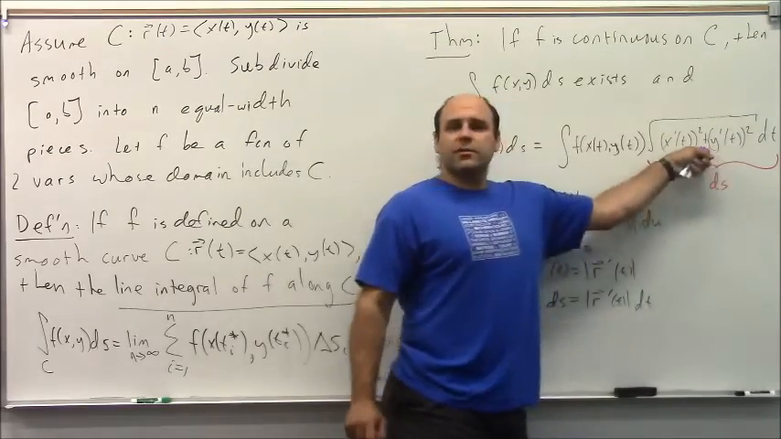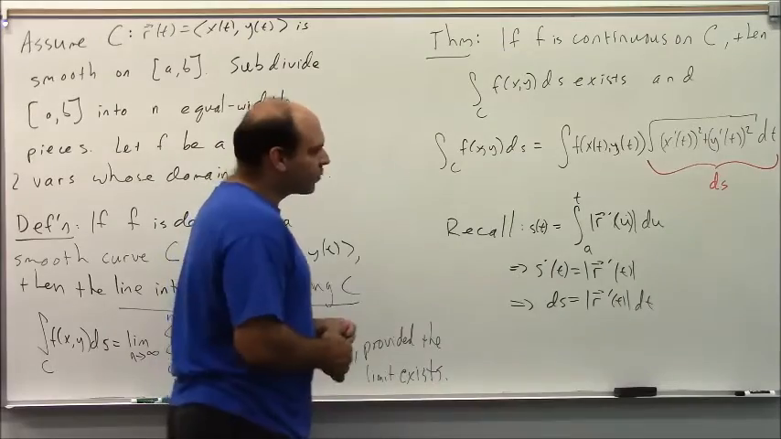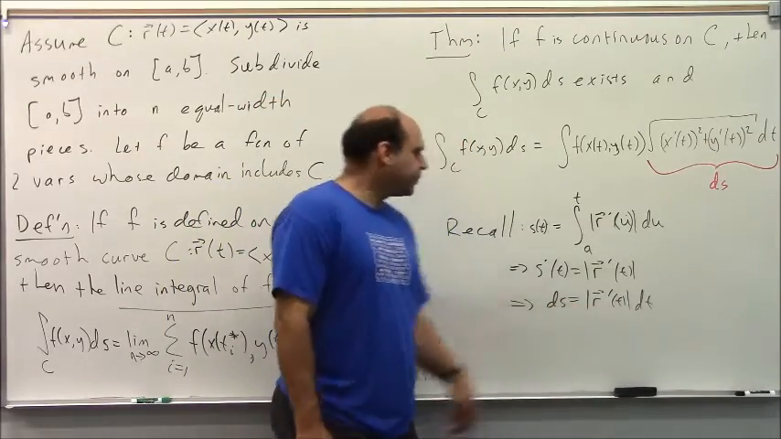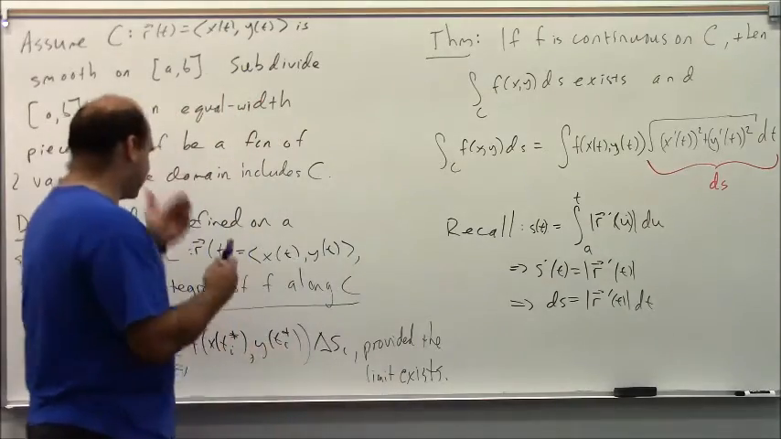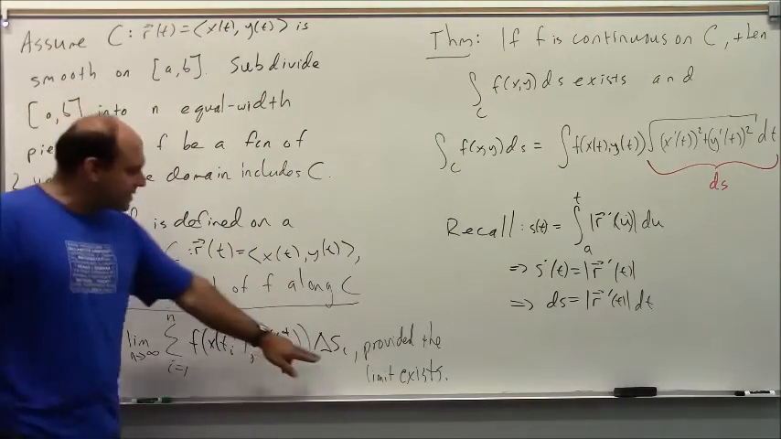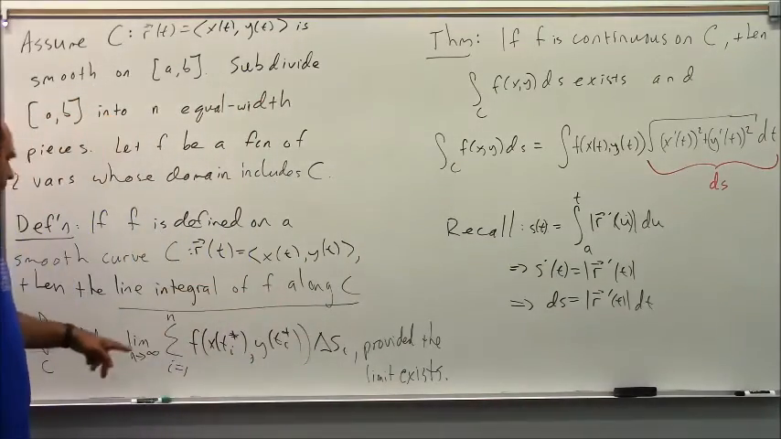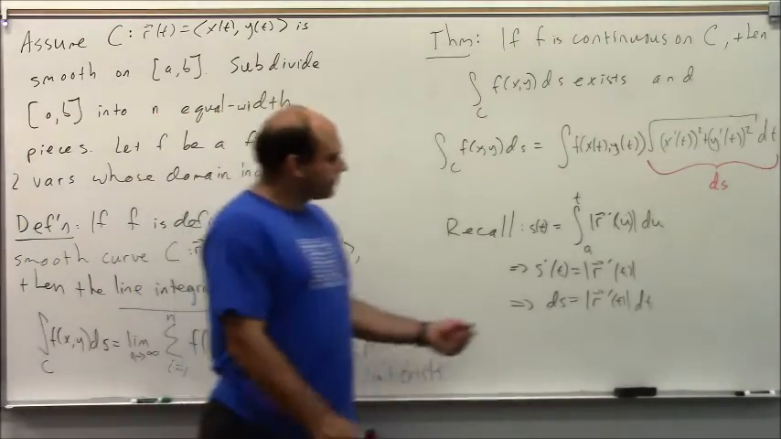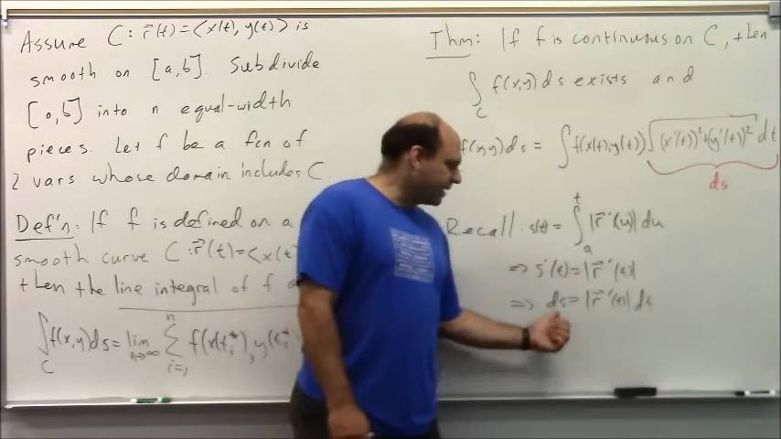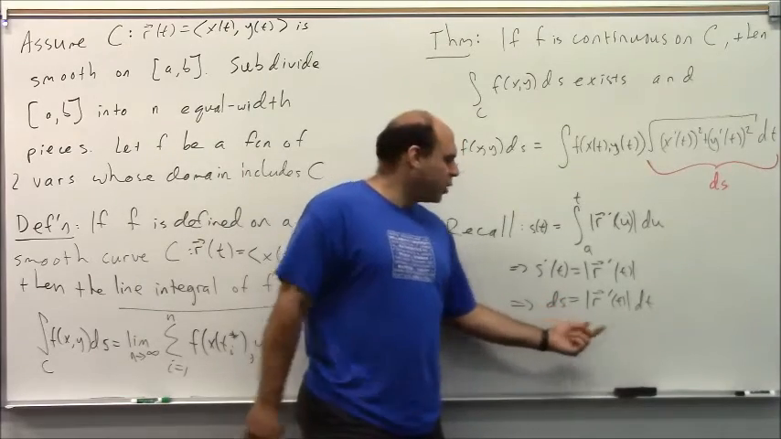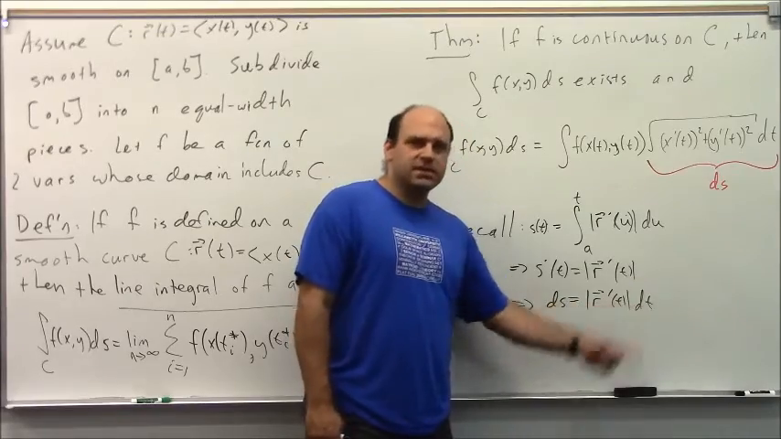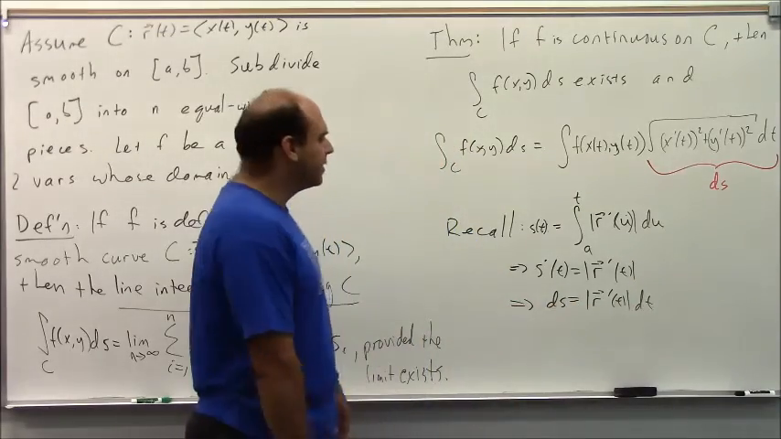This is the magnitude of r prime. And what it's telling us is this little bit of arc length looks like this. Well, I've erased my picture, of course, but I have this delta si. That's the thing I have to figure out in my Riemann sum. Well, back this up a step. The delta si would be magnitude of r prime of t sub i times delta t sub i, which is just delta t.